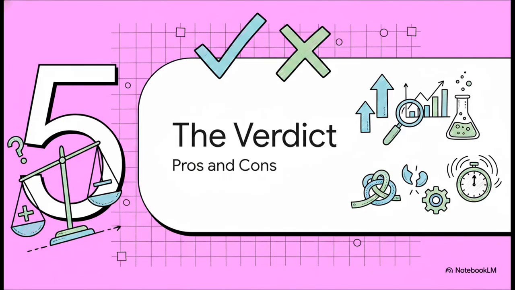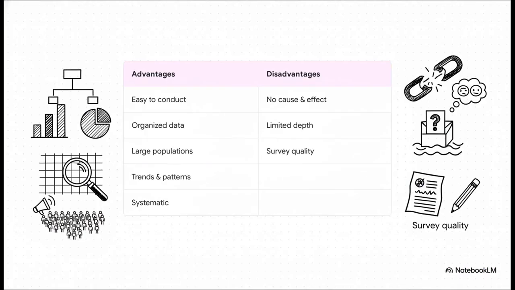Section 5, the verdict, advantages and disadvantages. Look, no single research methodology is perfect for every single situation. So let's do a balanced evaluation of this toolkit so you know exactly when to use it and when to avoid it. This brilliantly illustrates the trade-offs you have to weigh. On the advantages side, this design is generally pretty easy to conduct. It produces beautifully organized numerical data and is super useful for huge populations. I mean, you can blast an online survey out to thousands of people in seconds. It's objective, systematic, and great for identifying trends.